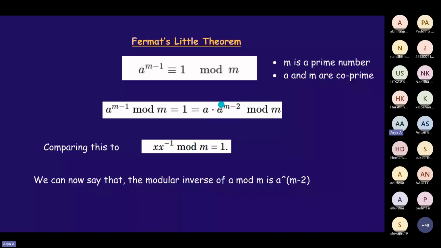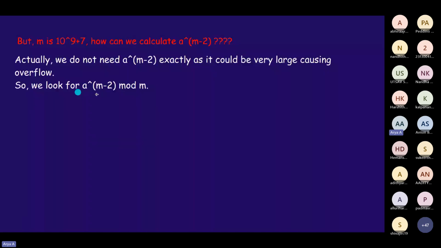Still you will get to know that even in the place of a power m minus 2, if I have a power m minus 2 mod m, still this is satisfied. So modular inverse is also a power m minus 2 mod m. Now this kind of form is good for us because it does not cause overflow. So we'll be trying to find this one.